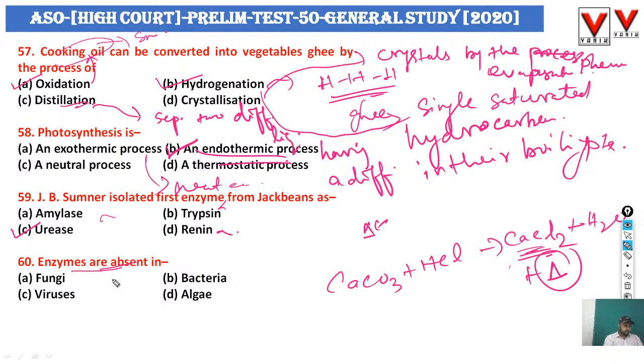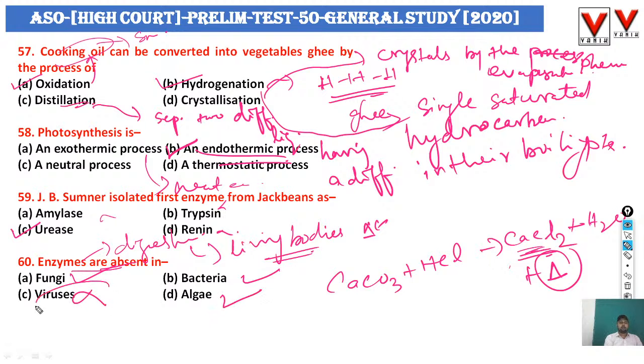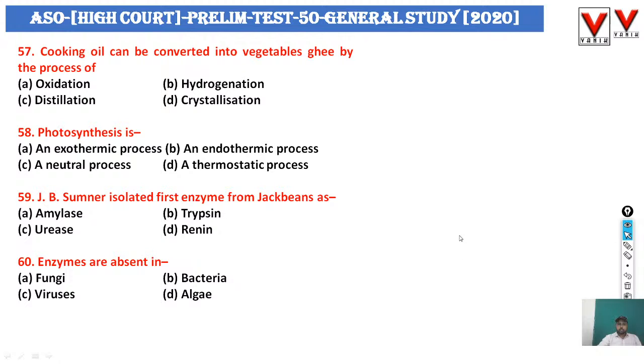Enzymes are absent in which of these? Enzymes help in the process of digestion and are present only in living bodies. So you have to find the option which is a non-living body by itself. Fungi are living. Bacteria are living. Algae are living. Viruses are not living; they only gain life when they enter a host. So the answer is option C, viruses, because they do not have life on their own. Moving to the next question.